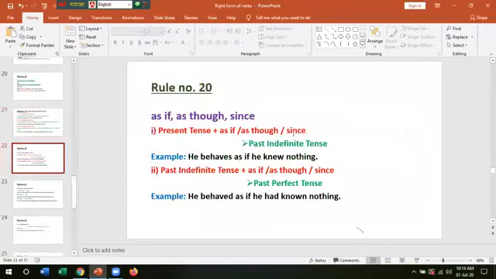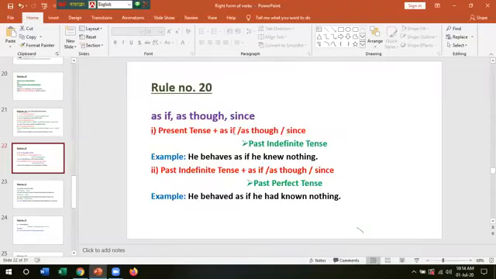Then rule number 20, as if, as though, since, another important rule, and it is also necessary for completing sentences. There are two formats. Number one, if there is as if, as though and since in the middle of any sentence. Okay, if there is as if, as though or since. If there is since in the beginning of any sentence, then this rule will not be applicable.